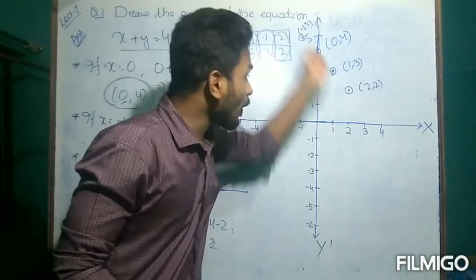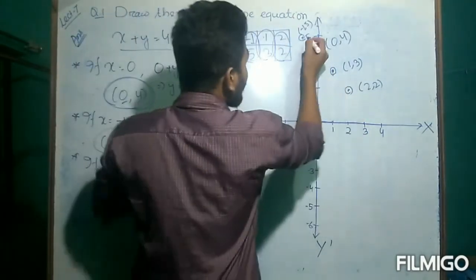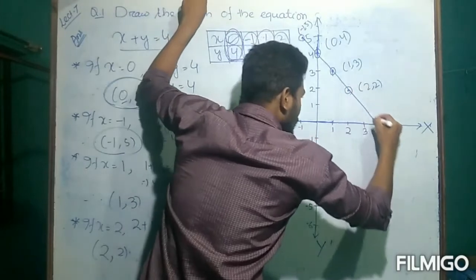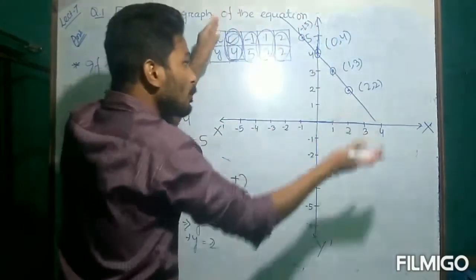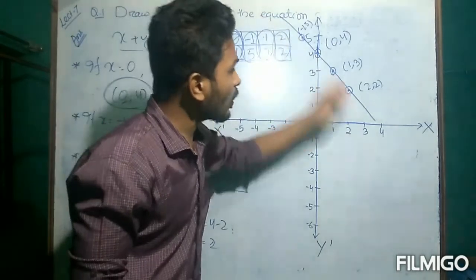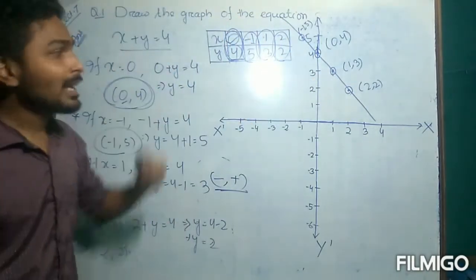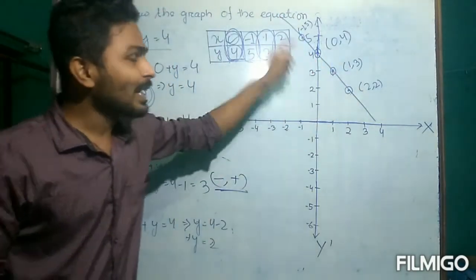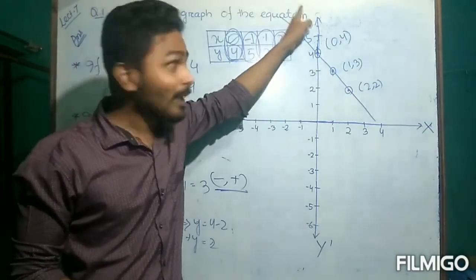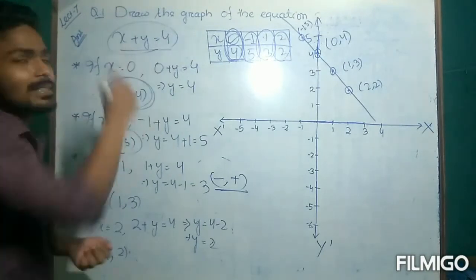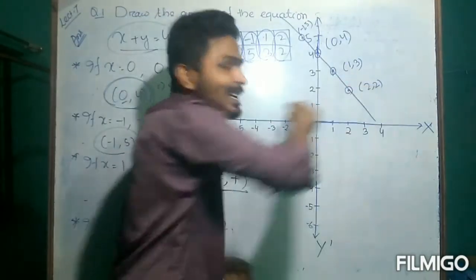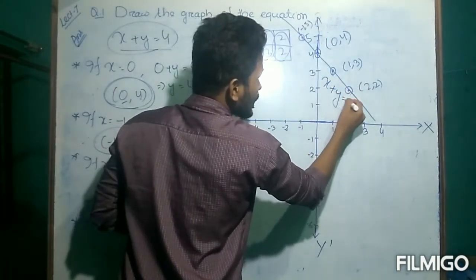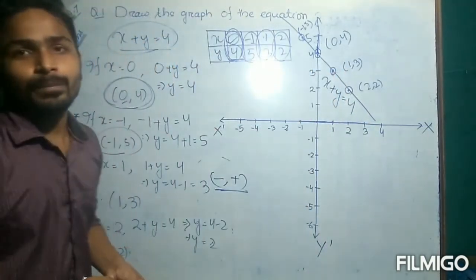Next task is to join all those points. So let's join them. Okay, we have to join all these points. If you want, then you can also extend this straight line in both directions. Now your task has been completed. Now this seems to be a straight line. Hence what you get? You get that if you want to draw a graph for this linear equation x plus y is equal to 4, then it resembles a straight line. Hence you can write this straight line represents the equation x plus y is equal to 4.